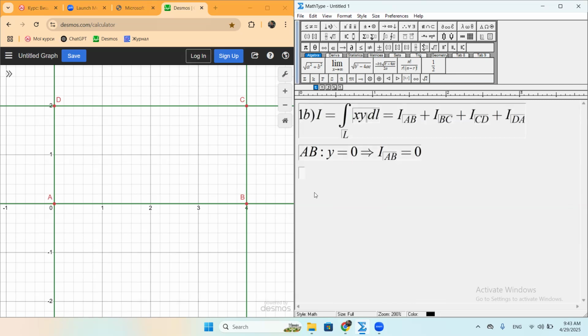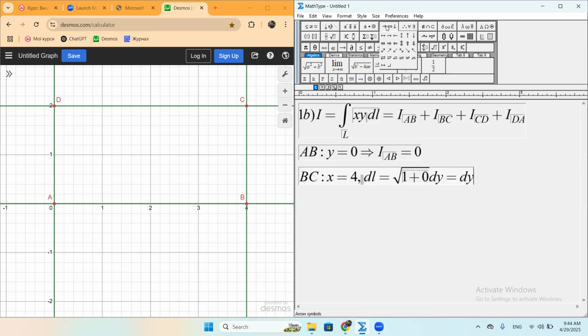Now we continue to BC. So for BC, x equals 4. And what about dl? Here y is the variable, so dl will be square root of 1 plus 0, dy, so it will be just equal to dy.